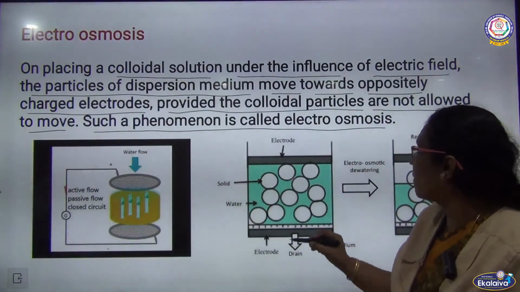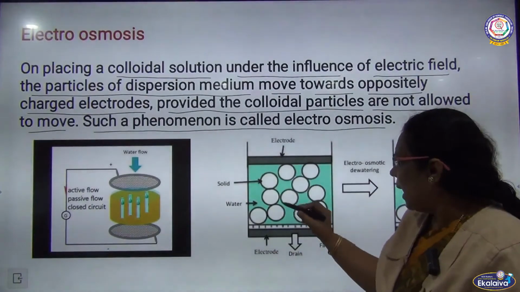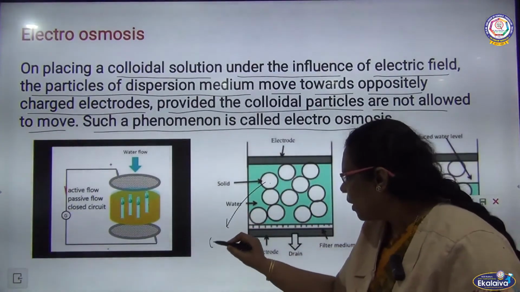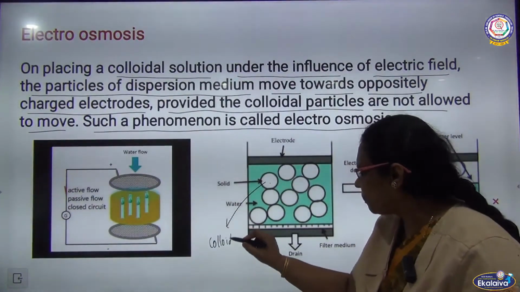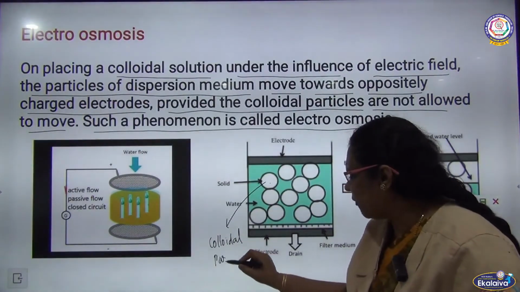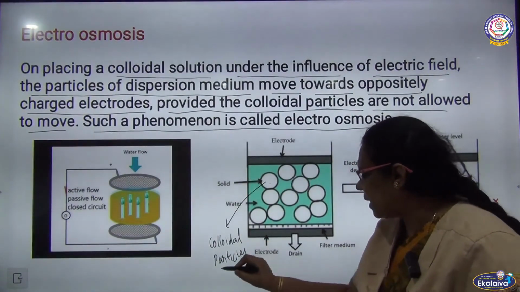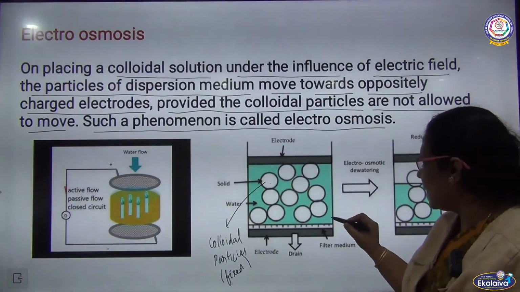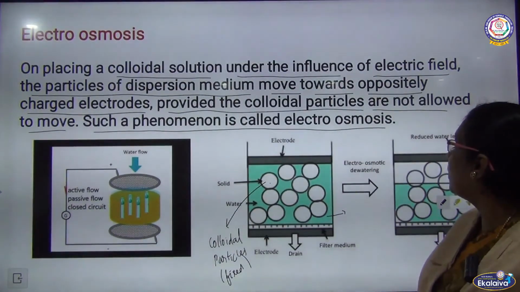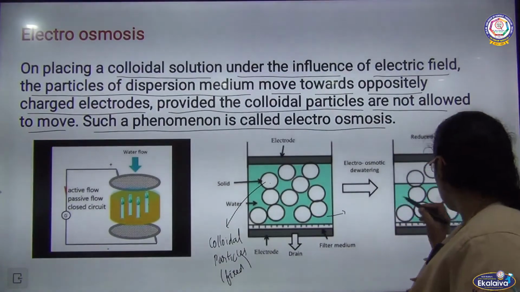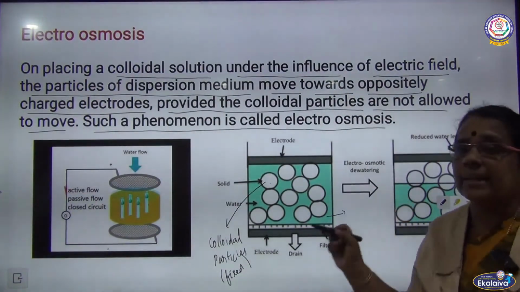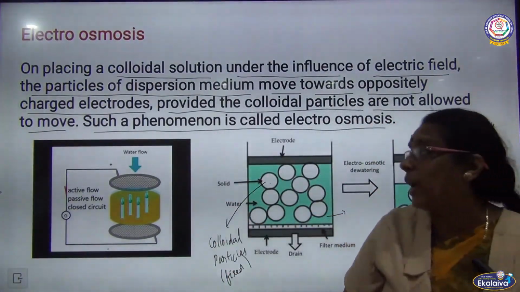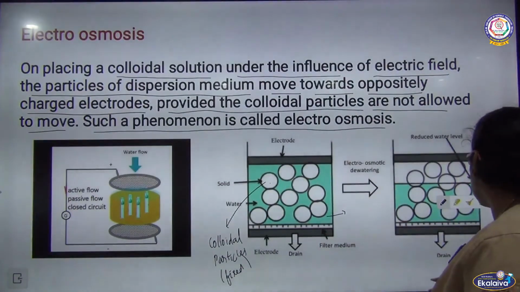Actually, electrodes are taken here, and these are the colloidal particles which are fixed. They are not moving. Whereas the particles in the dispersion medium will be moving towards the oppositely charged electrode. As a result, the dispersed phase is stationary, whereas the dispersion medium is moving. So this process is known as electro osmosis.